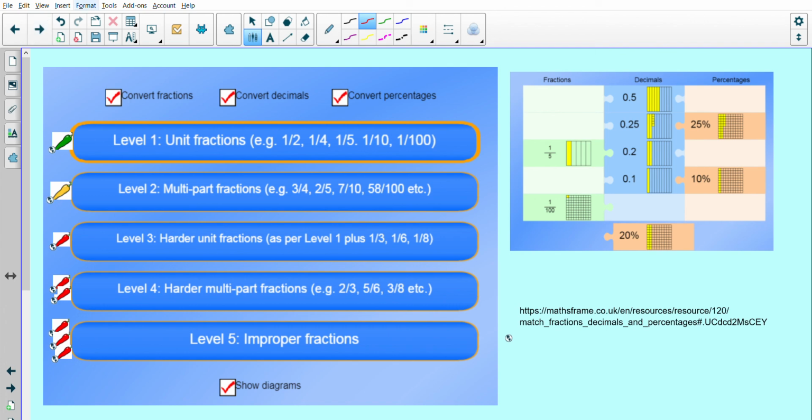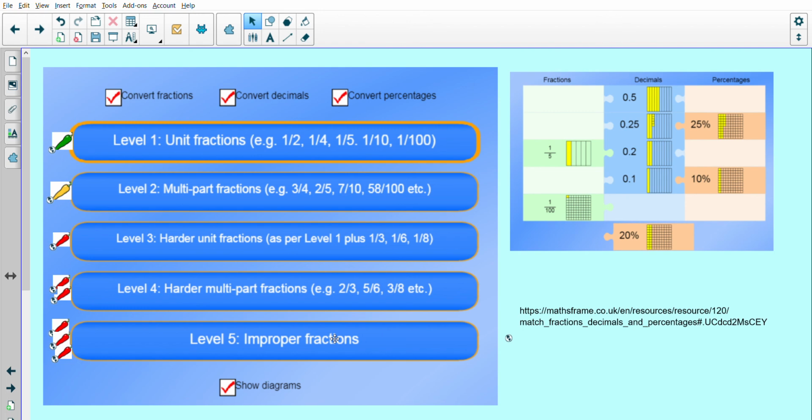Okay, what I want you to do now, you have got some games on Purple Mash, but I want you to have a go at this. I've said this is green level, yellow level, red level, but you might all want to start at green level and then work your way up until you can get to the really hard level, which is working with improper fractions. So first level is just unit fractions, some easy ones. Then we've got some multi-part fractions. That's where the numerator is not just 1. And we've got some harder unit fractions, multi-part fractions, and improper fractions. If you can remember what an improper fraction is, it's where my numerator is bigger than my denominator.